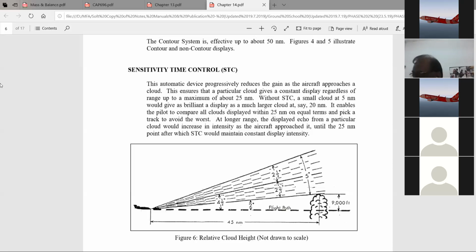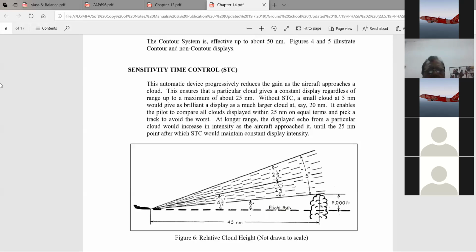What does minus 2 mean? Converted to height, in feet, 2 into 6,000 is 12,000 feet. So 360 minus 12 is 240. Exactly, 240 will be the height of the aircraft, or the height of the top of the cloud.